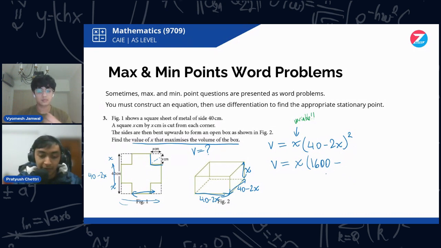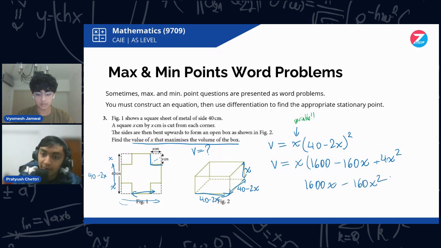Okay, 40 times minus 2 times 2 is minus 160x, plus 4x squared. I'm going to multiply everything by x. 1600x minus 160x squared plus 4x cubed. That's my expression for volume. Now I want to know what's the stationary point on the volume. What's the maximum point of the volume? Imagine volume as a curve, and I want to find the max.